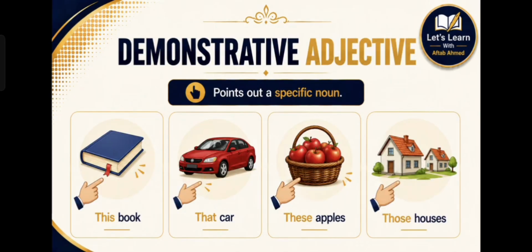Next type is demonstrative adjective. A demonstrative adjective points out a specific noun. Examples include this book, that car, these apples, those houses. Words such as this, that, these, and those identify exactly which person or thing we are referring to.